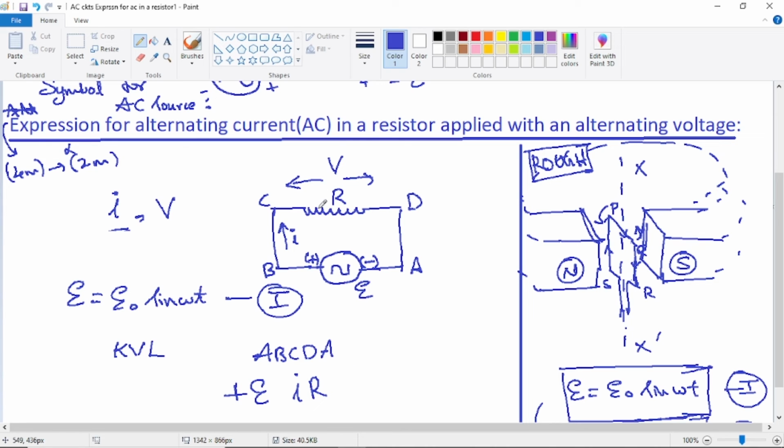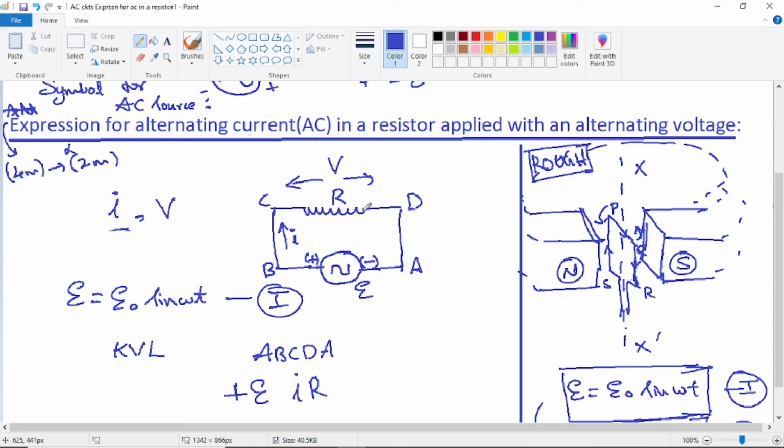Change in potential is always final minus initial. We are going from C to D this way, so C is the initial position and D is the final position. The left end of the resistance is the initial end, and the right end is the final end. So the change is the right potential minus the left potential. Which is higher and which is lower? Current always flows from higher to lower, so this is higher, like the positive terminal. Higher potential is taken as positive and lower as negative.